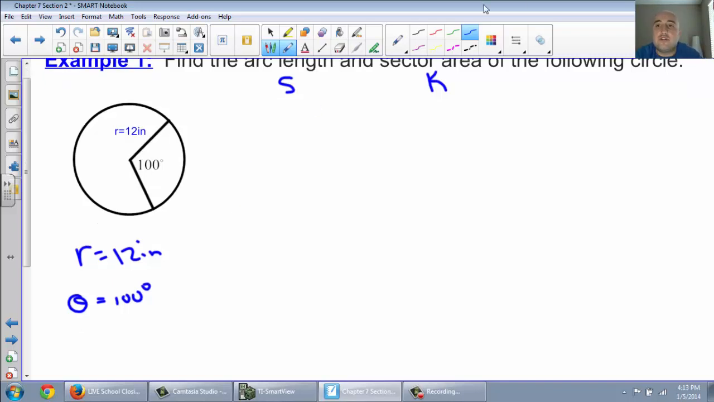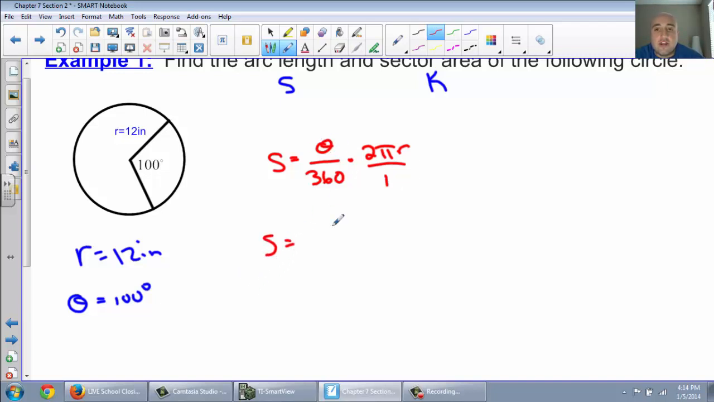Let's first do our s formula. I'll write it out over here. s equals theta divided by 360 times 2 pi r. I always put that over 1, so I have two fractions. Let's just fill in everything that we know.